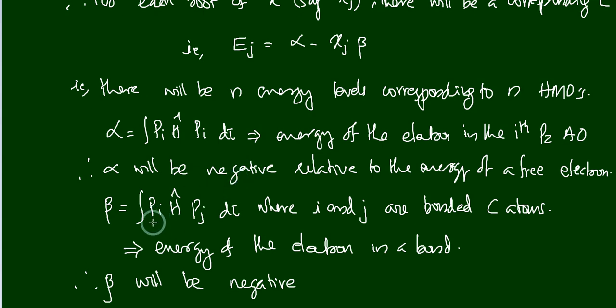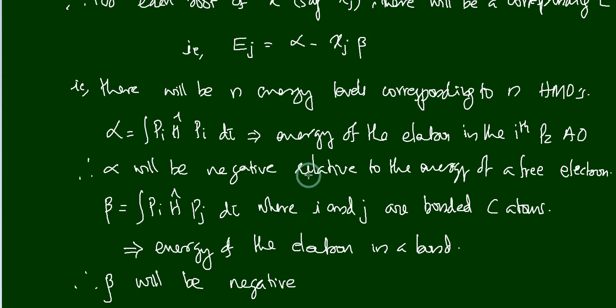Then beta is equal to the integral of phi_i H-cap phi_j d tau, that is beta. Okay, and i and j are bonded carbon atoms. When i and j are bonded carbons, then only we consider it as beta. If they are not bonded, then it is 0. So beta is equal to the integral of phi_i H-cap phi_j d tau, where i and j are bonded carbon atoms. So it corresponds to the energy of the electron in a bond.